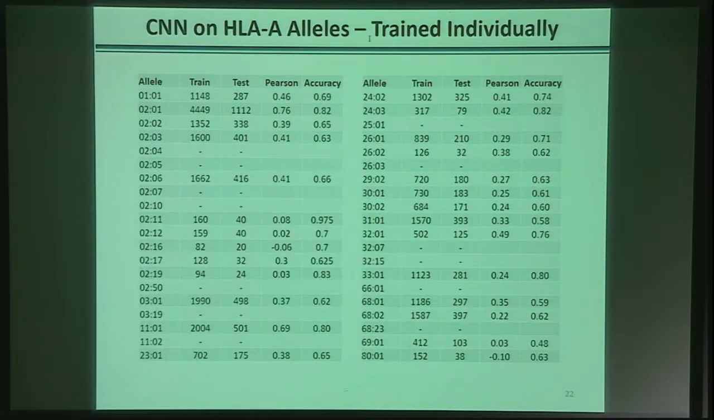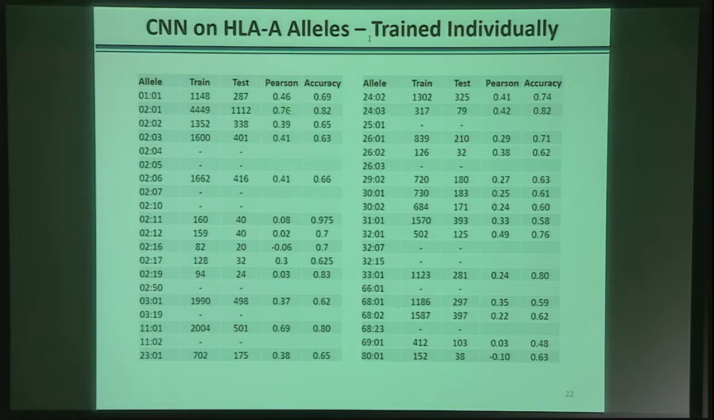So we do different analyses. The first result I'm going to show you is we train each of the HLA subtypes individually, because we know that each individual has a different HLA subtype, and each HLA subtype has different experimental data. So we train each HLA subtype individually. Shown here are multiple different HLA subtypes, called alleles here. And then under the training column is the number of training data points that we can get from the experimental data set, as well as the test data set from there.